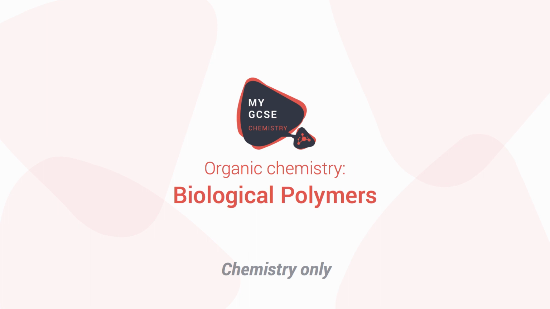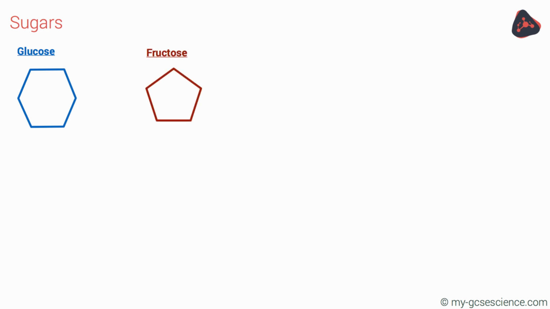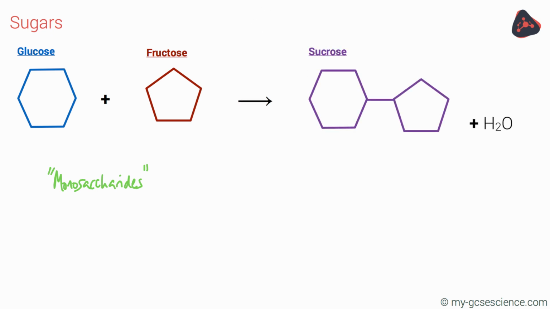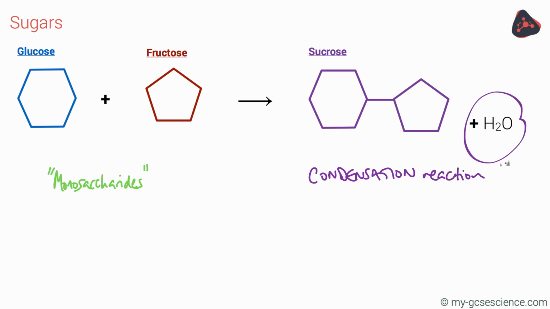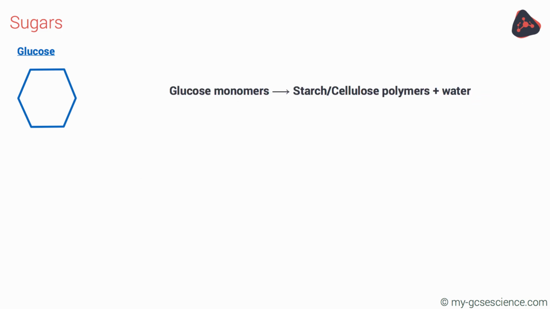First of all, we've got sugars, which are generally based around the molecule glucose. There are different types of sugars though, for example fructose, which is found in fruits. And these single sugar molecules are called monosaccharides, basically simple sugars. If you join a glucose and fructose molecule together, we get sucrose, and during the process a small molecule, in this case water, is produced. Therefore it's a condensation reaction. However, because we've got one glucose and one fructose, sucrose isn't a polymer. It's just a molecule made up of one glucose and one fructose.